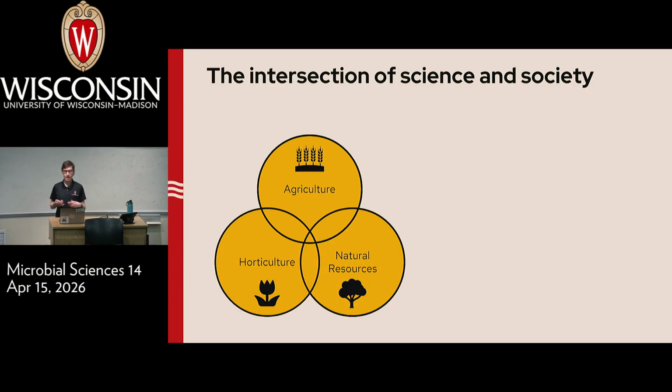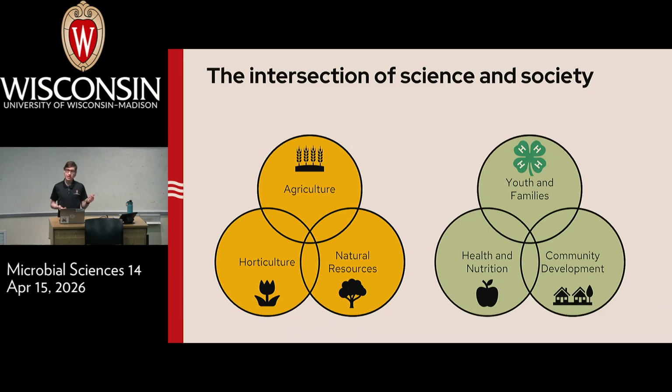So horticulture and natural resources are common topics that Extension will address across the country. If you've heard of 4-H, that's the largest out-of-school youth program in the country. It's part of Extension. Health and nutrition and community development are also big topics that Extension addresses. I've depicted these as Venn diagrams because the specific ways that an Extension agency will structure their work varies across the country, but broadly speaking, these are a lot of the core topics you'll see addressed.